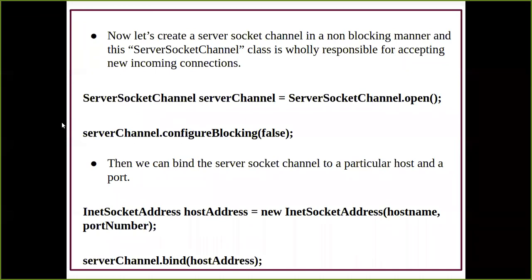How am I going to do that? I'm going to use an object and configure it in such a way that I pass a parameter, that is false. That means the blocking is not going to happen. So what I'm doing is, the server socket channel is not going to have a blocking IO. It is open for the non-blocking IO mechanism.